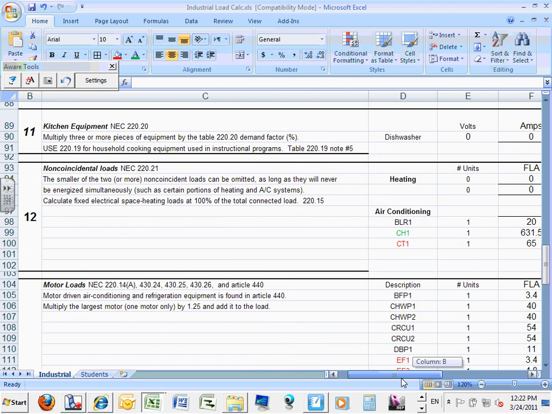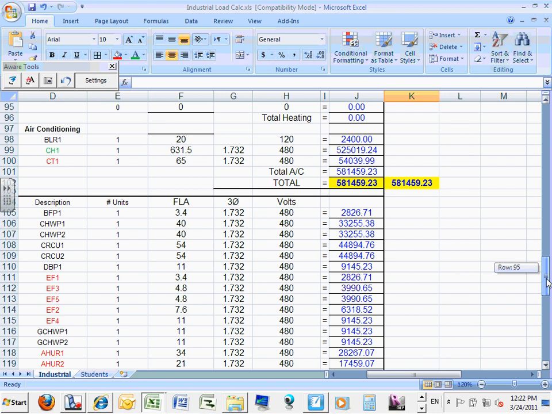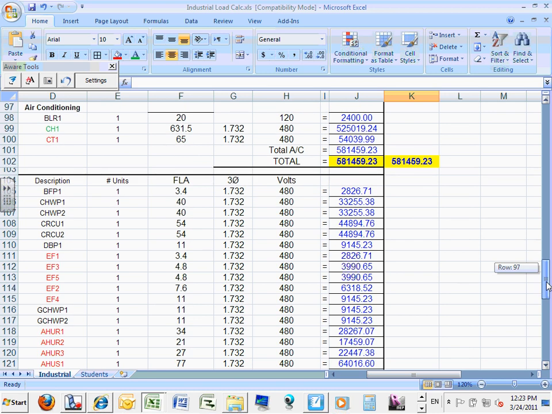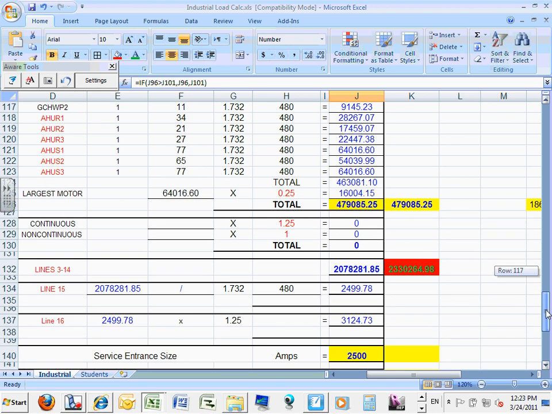Well, there you go. Got it. My numbers. Okay, and then you add them. This will be the value for your switch gear.